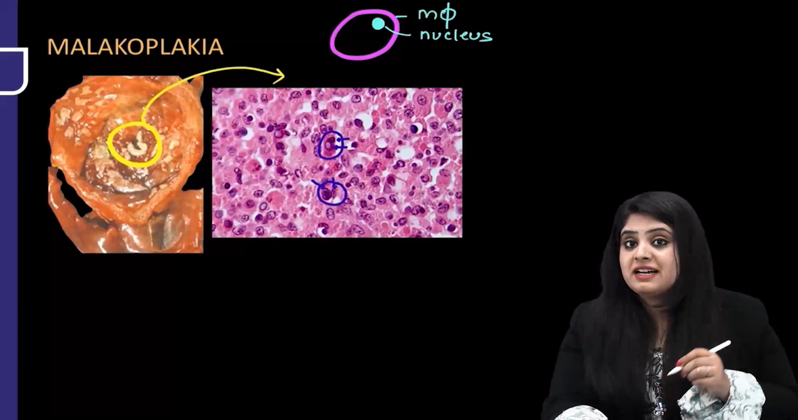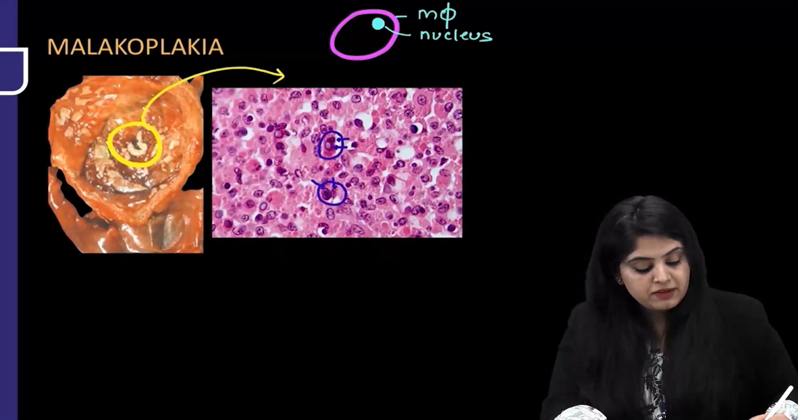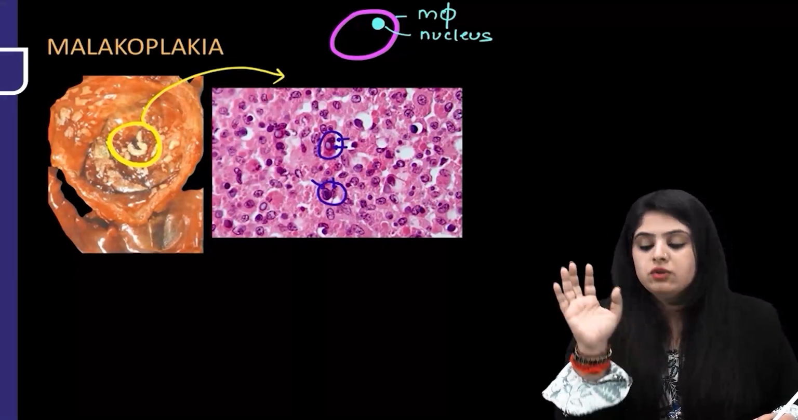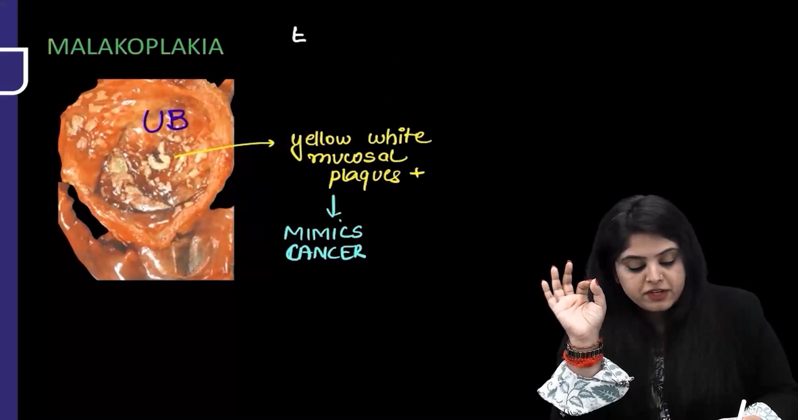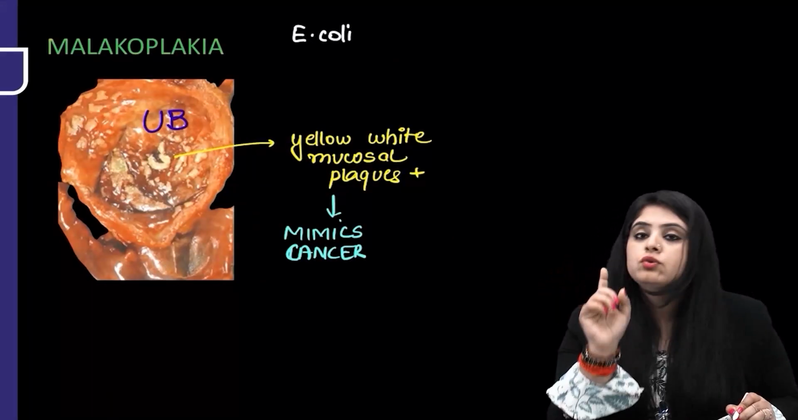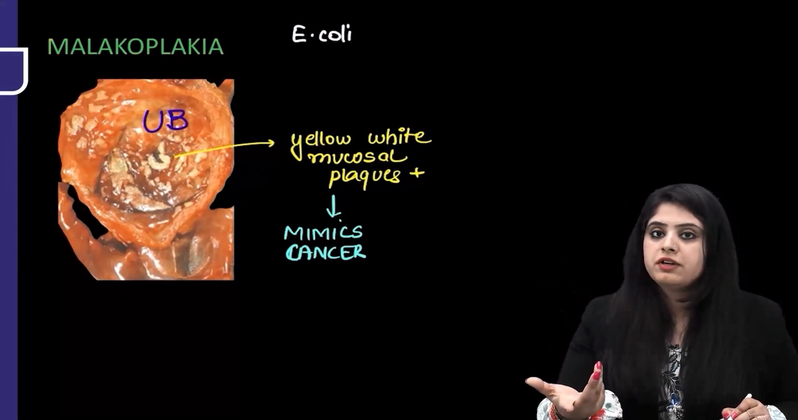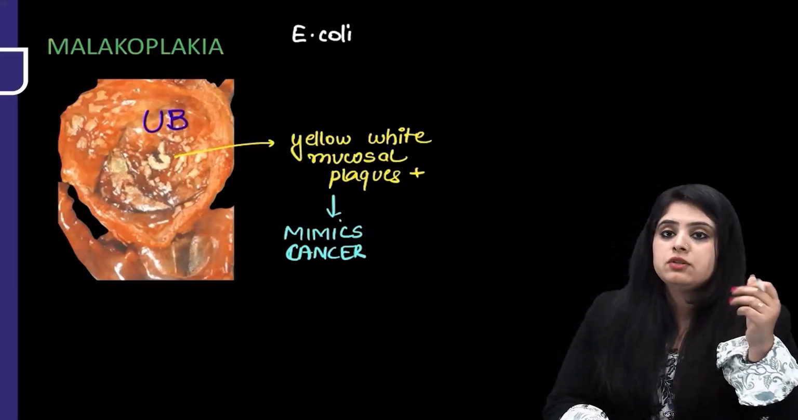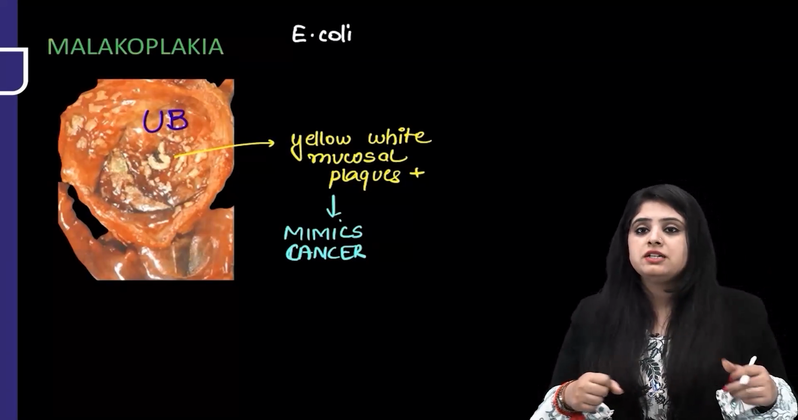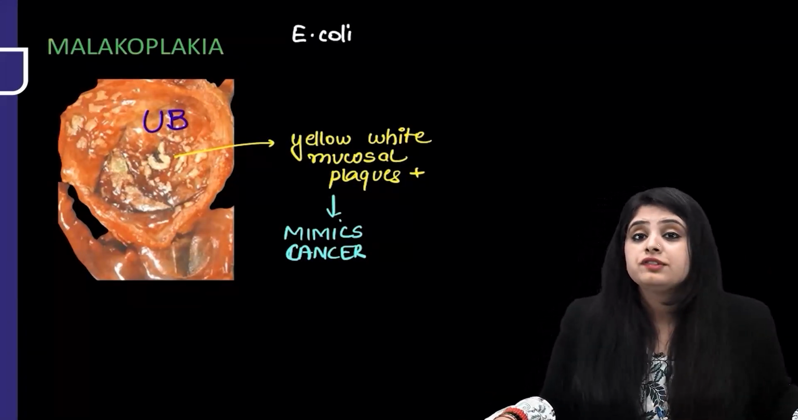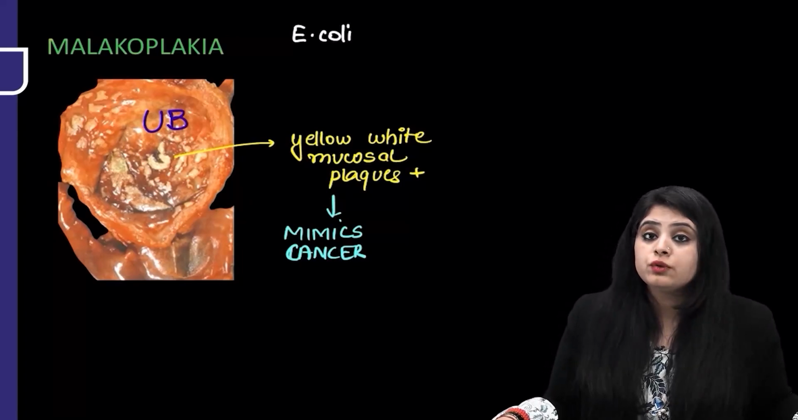What is malakoplakia? Coming to that. Malakoplakia, for example, someone gets infected with E. coli. Let's talk about the most important infection, that is E. coli infection. Who is going to come and eat the E. coli? Macrophage will come. How does macrophage eat? Going back to your basics, how does macrophage eat? By, yes, phagocytosis, phagolysosome formation.